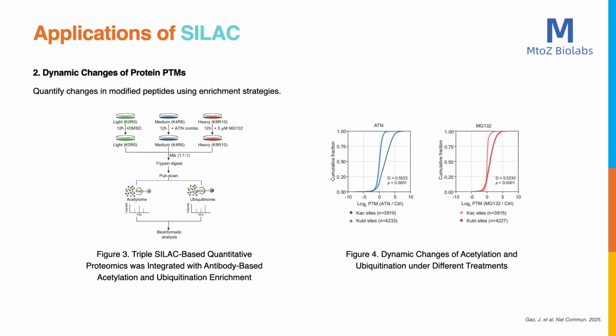Through LC-MS analysis, we quantified the protein modifications in response to these treatments. The results revealed that ATN combo treatment significantly increased acetylation levels without affecting ubiquitination. Conversely, MG132 treatment only influenced ubiquitination, but did not alter acetylation. This study highlights the power of SILAC in performing dynamic PTM analysis.